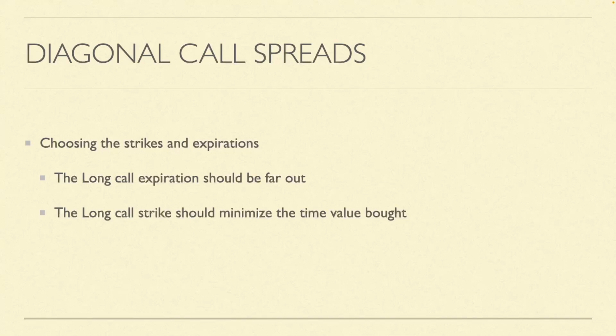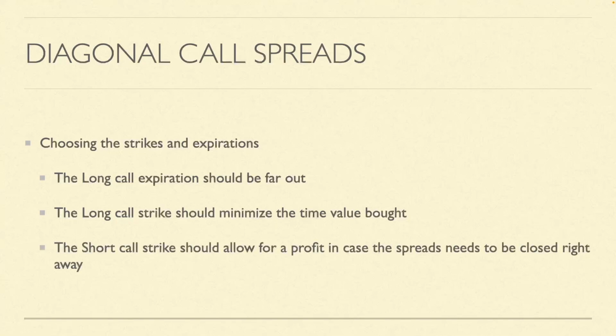So look at the furthest expirations available, and this also determines how long the position can keep going. And choose a strike where you figure out what percentage of time value you want to pay in the premium. The short call strike should allow for a profit in case the spread needs to be closed right away, if the stock really shoots up, for example, and it's not feasible to roll it out or sell a new call. The difference in strikes should be greater than the cost to open the position.